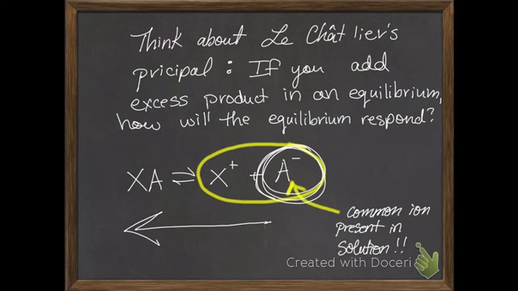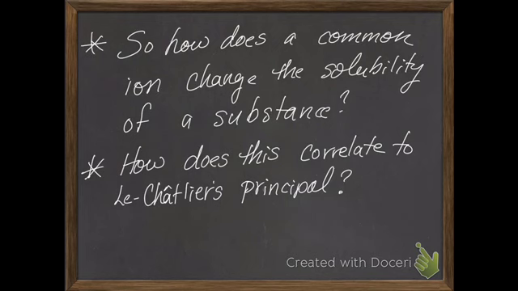So the bottom line is that when you have a common ion in solution and you try to put a partially soluble ionic compound into that solution, it's not going to be able to ionize nearly as well, because the equilibrium is going to want to shift to the reactant side. It's going to want to make more of the unionized compound. So, how does a common ion change the solubility of a substance? It's going to reduce the solubility of any substance.